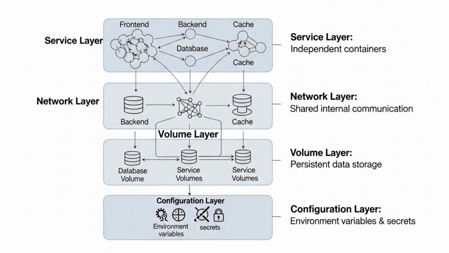This is achieved through several key layers. First, the service layer defines each component, like your front-end, back-end, or database, as independent containers. Then, the network layer sets up an internal Docker network, allowing these services to talk to each other using simple service names instead of hard-coding IP addresses. The volume layer is critical for data persistence, ensuring your database data and application logs survive container restarts. Finally, the configuration layer handles environment variables and secrets, keeping sensitive information secure and out of your code. This layered approach is the foundation for scalable and maintainable AI applications.